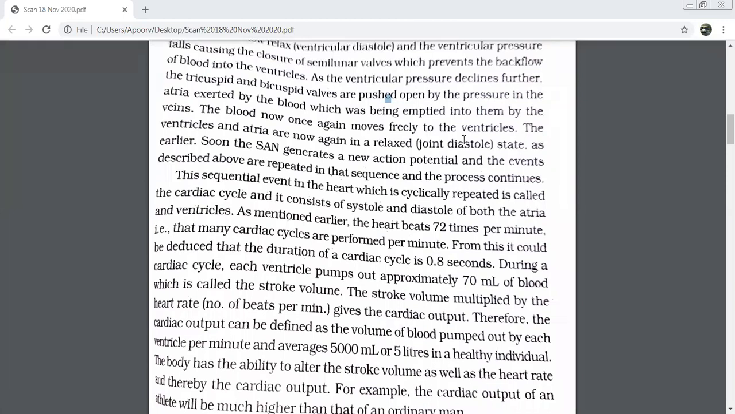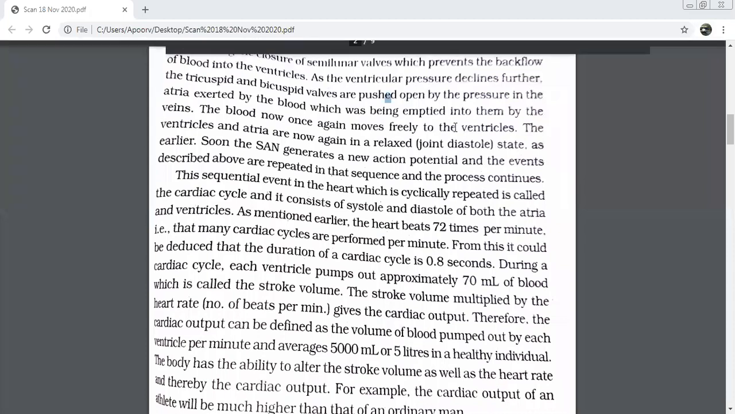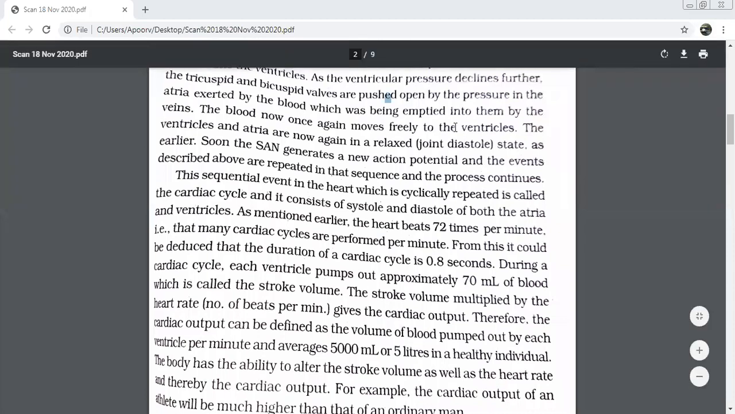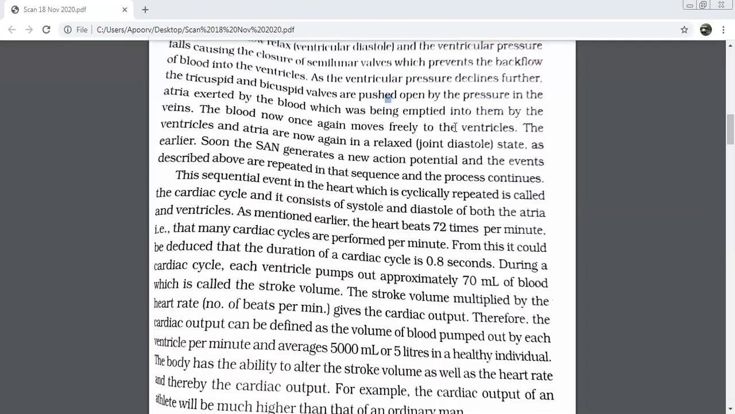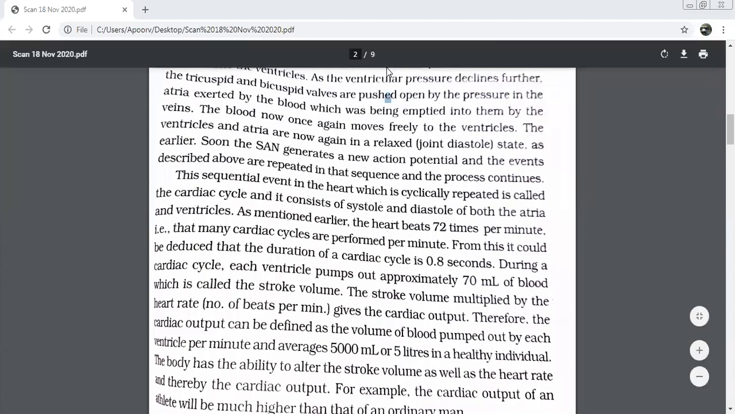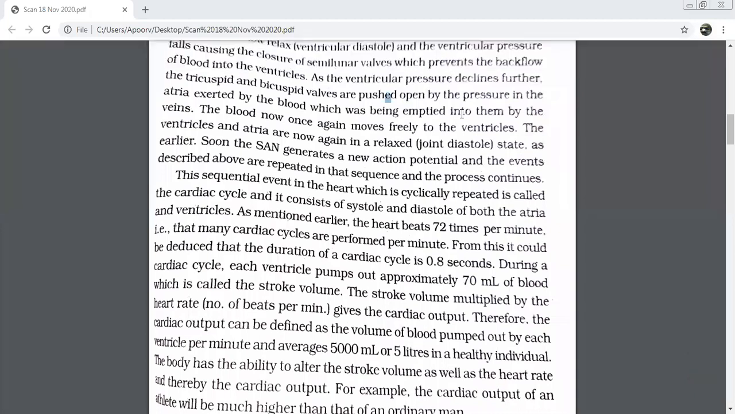Okay, by the time others join, let's do it very quickly. The volume of blood pumped out by each ventricle per minute is how many milliliters? Milliliters, not liters. We just did it. Tell me, beta, how many milliliters was it? 5,000 milliliters. Yes, 5,000.